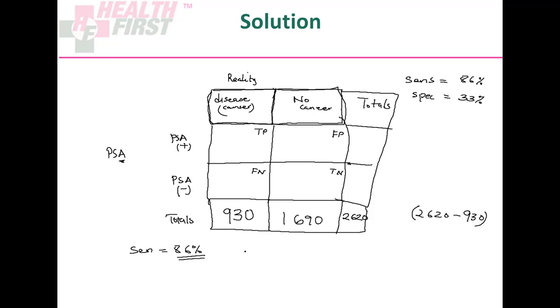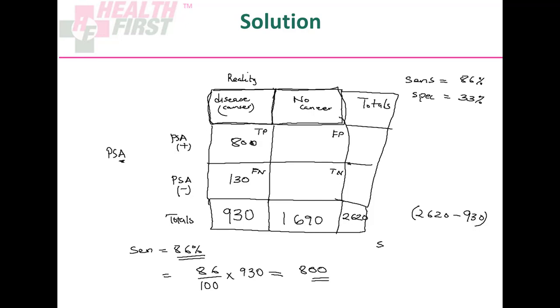So we are going to have to calculate 86%, which is basically 86 over 100 of 930, right? So this gives us a value of 800. So these 800 are the true positives, right? By simple subtraction, the false negatives will be 130, right? And we do the same with specificity.